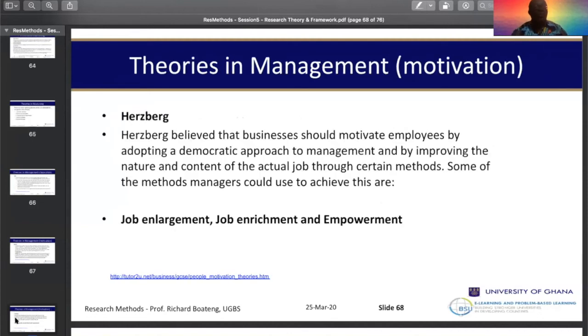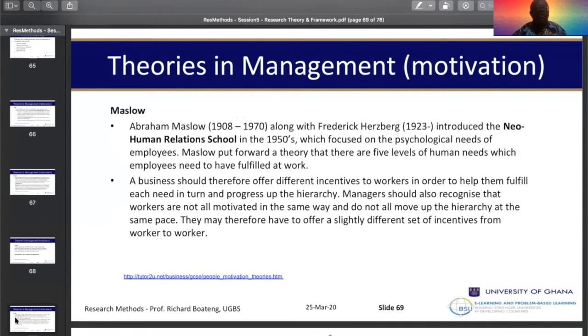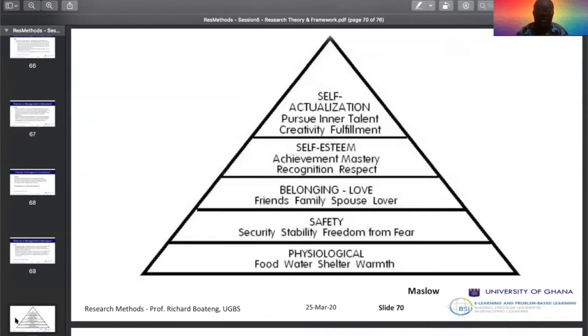Maslow too came from the new human relations school and talked about the different incentives that workers should expect so that they can be motivated to work. These are in a hierarchy. He said managers should recognize that workers are not motivated the same way and do not move up the hierarchy at the same pace. So you have to offer different types of incentives for different workers at different levels in order to motivate them. We talked about such a thing earlier.